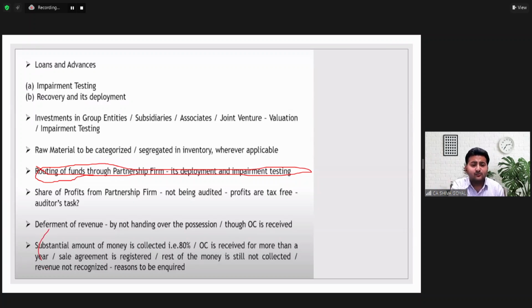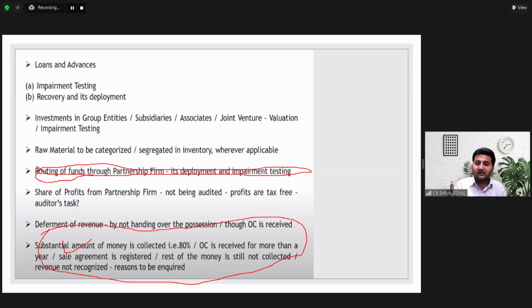Then at a certain point of time, a substantial amount of money is collected by the real estate developer. For instance, 80% of the amount has been received, and the OC has also been received for more than a year. The sale agreement is also registered, but still the rest of the money is not coming into the developer's bank account, and revenue is not being recognized that way. So the auditor needs to inquire and do a deeper dive into why the revenue is not being recognized even after the OC has been received a year ago.